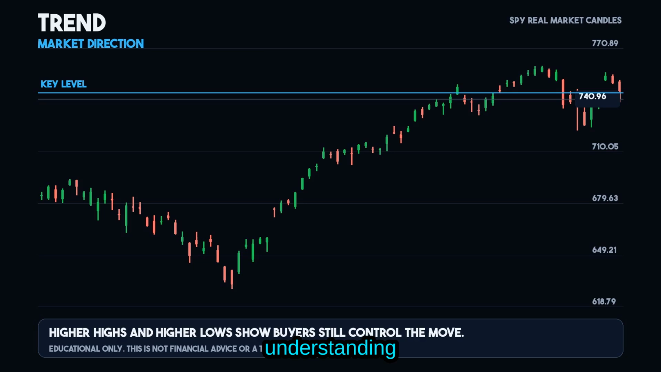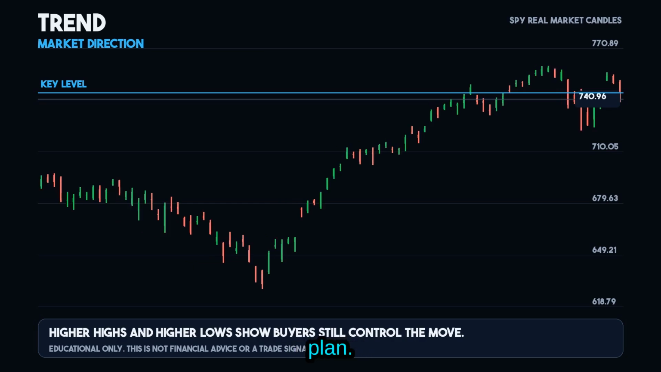In conclusion, understanding market structure is a vital concept in trading that helps you identify trends and predict future market movements. Remember that markets can be unpredictable, and no one can guarantee profits. Trading involves risk, and it's essential to practice caution and follow a trading plan.